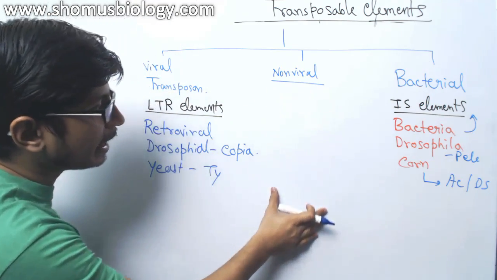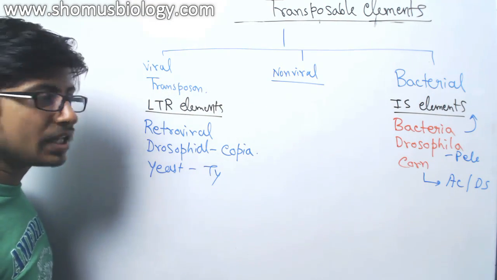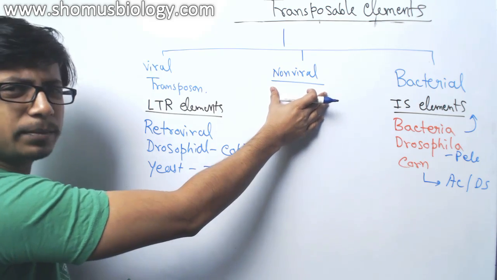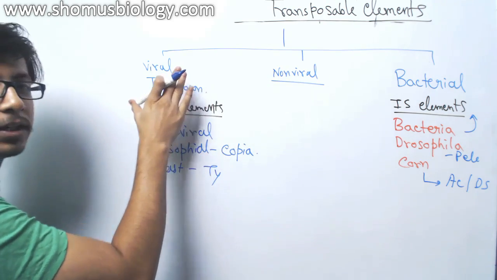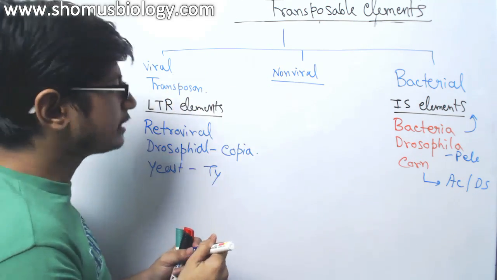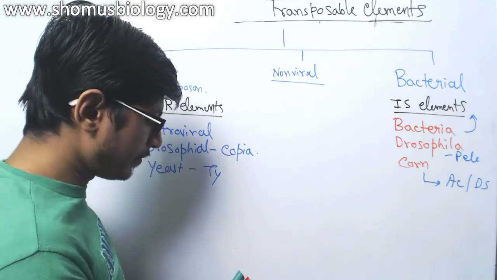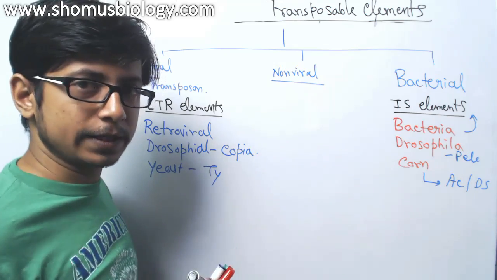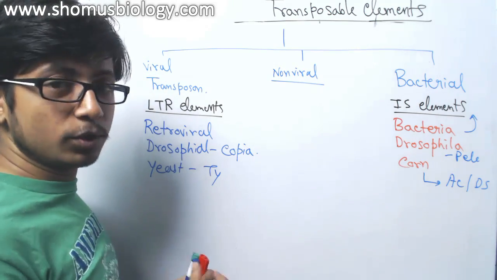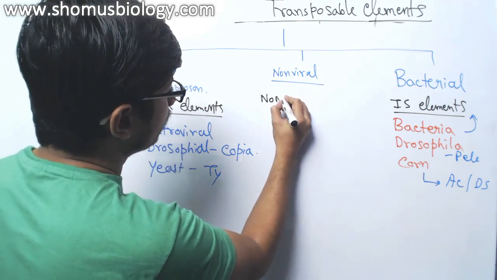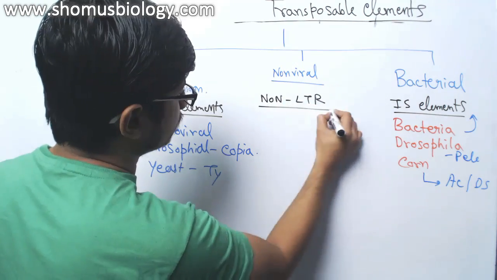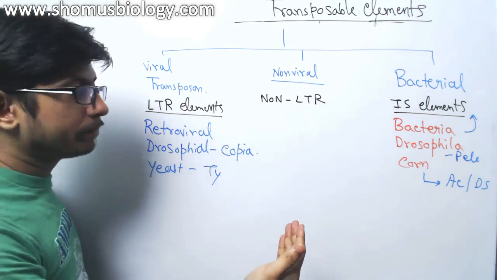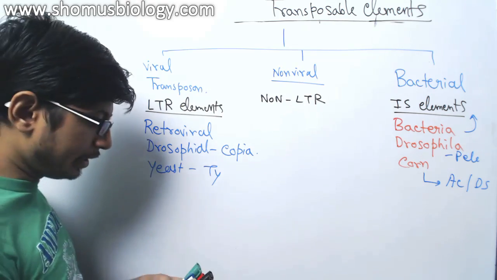And the third and last one is the non-viral type. It is sharing a very similar mechanism with that of a viral transposition, but these things are mostly found in eukaryotes and higher eukaryotes. In humans, we'll find a lot of this non-viral type, the non-LTR elements. This non-LTR type, instead of LTR, they contain UTR.